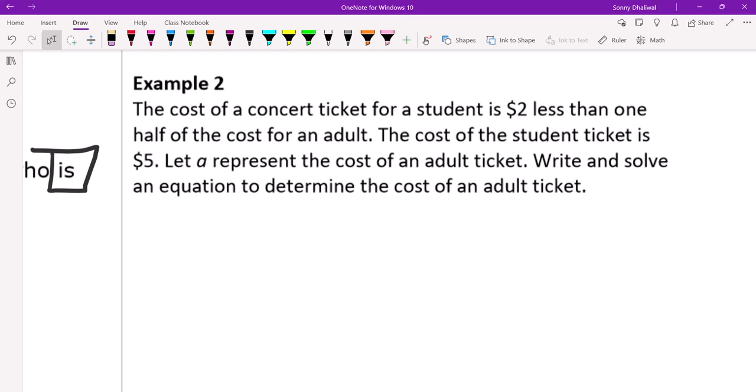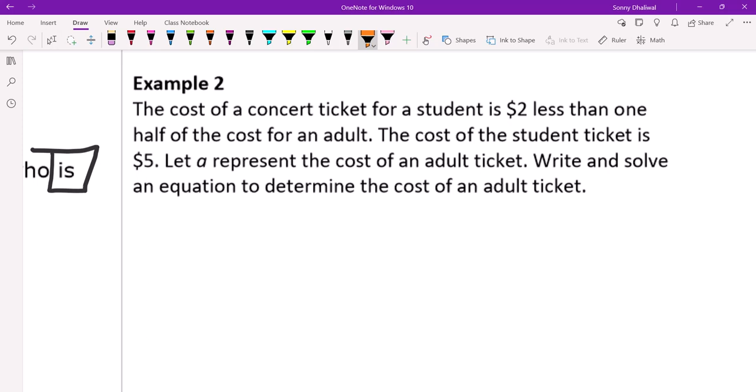The cost of a concert ticket for a student is 2 less than 1/2 the cost of an adult ticket. The cost of a student ticket is $5. Let A represent the cost of an adult ticket. Write an equation and solve it. All right, so let's translate this.